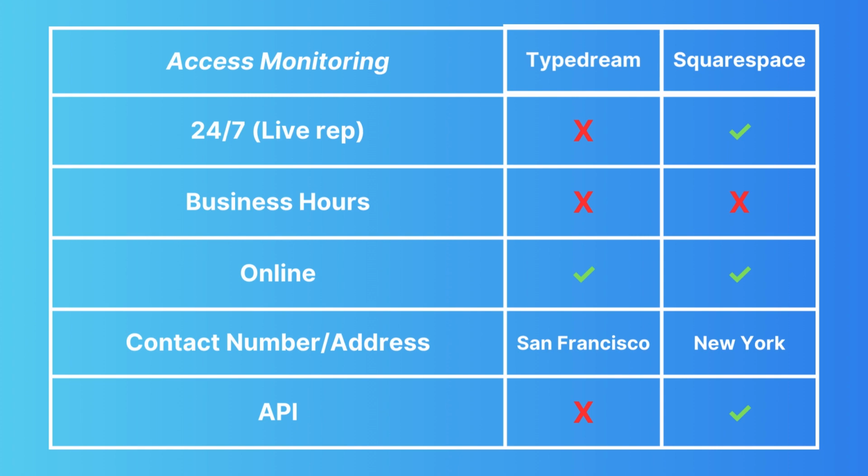Now, API. This one is quite important if you have big plans to scale your business, to scale your website. I think it's a must to have an API or to get access to an API because it can become very handy in the future. Typedream does not offer an API just yet, but Squarespace does. Keep in mind that it can be quite useful to have access to an API in the future.